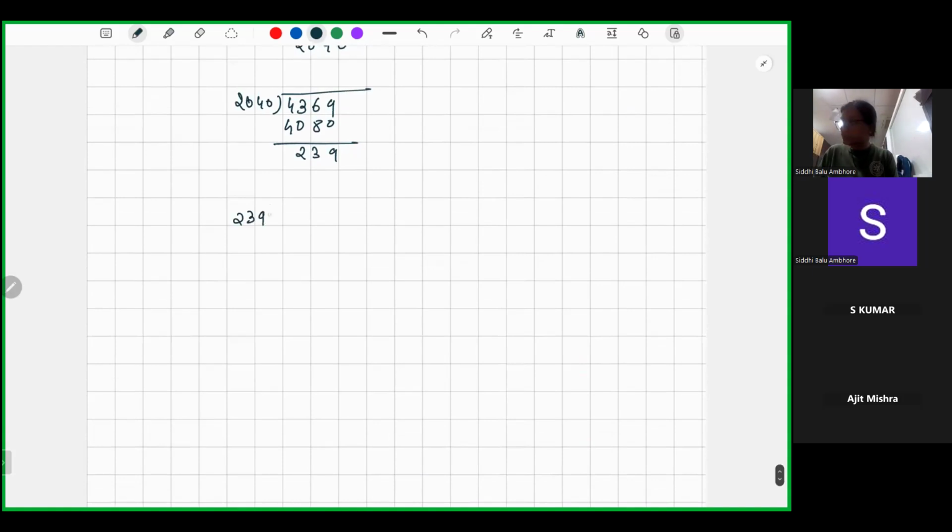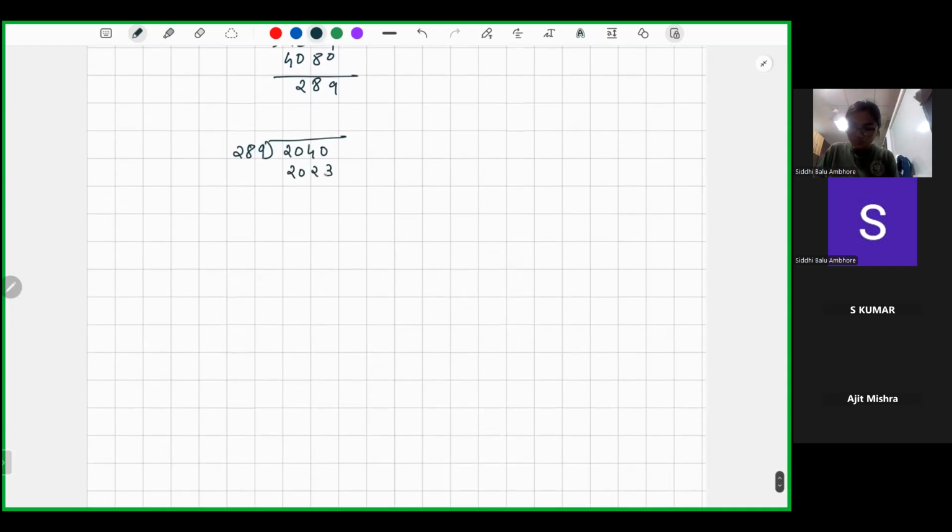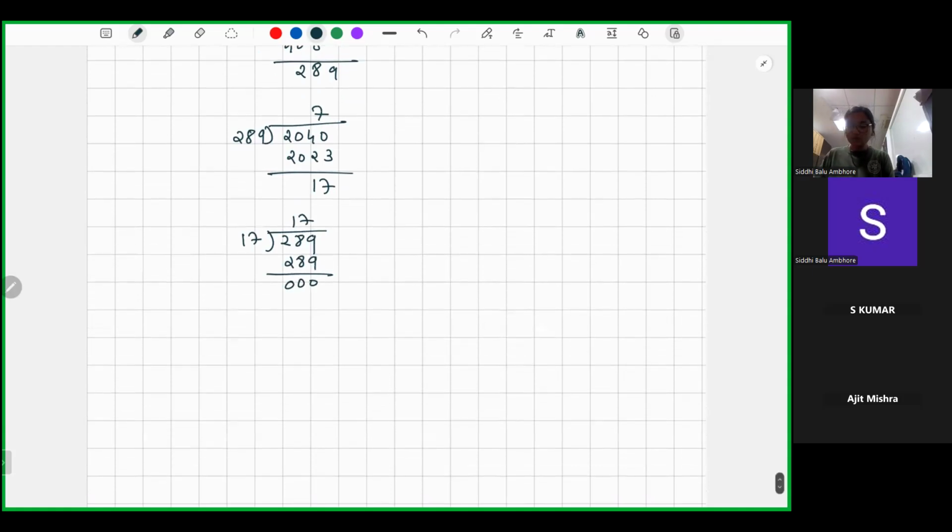And now this 239, not 239, wait, 8, 289. And this is 2040, this is 2023, and here it is 7. And I get 17, and 17 divided by 289 is 17, and I get 0. Okay, so therefore the GCD of these two numbers, 48623, no, it's not this number, 42823 and 6409 is 17. Okay, so this number here is my GCD.